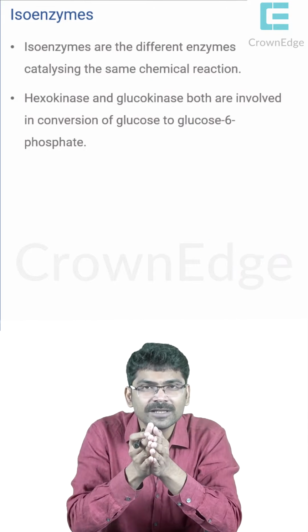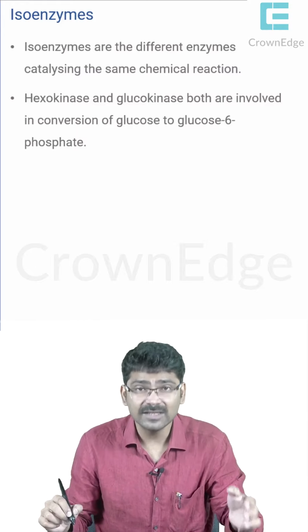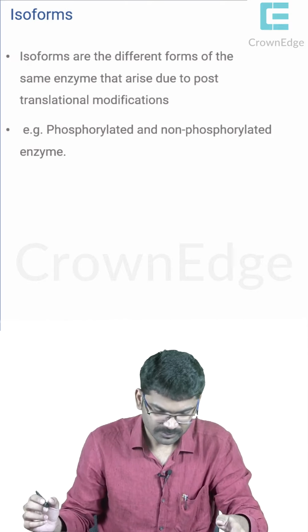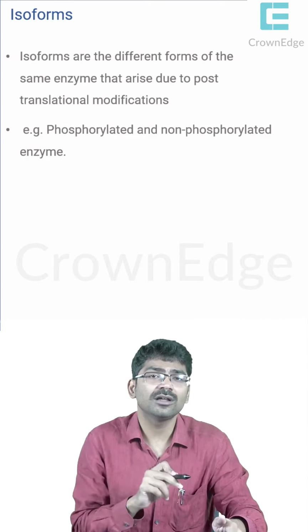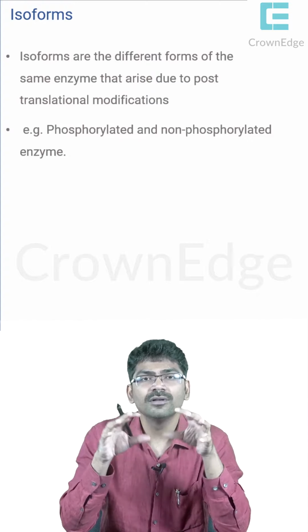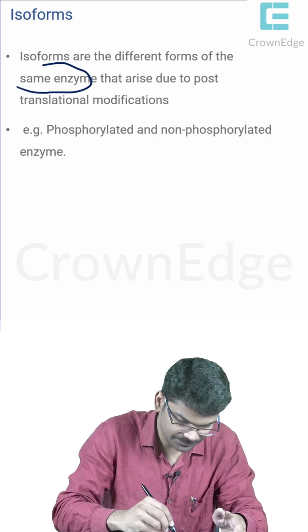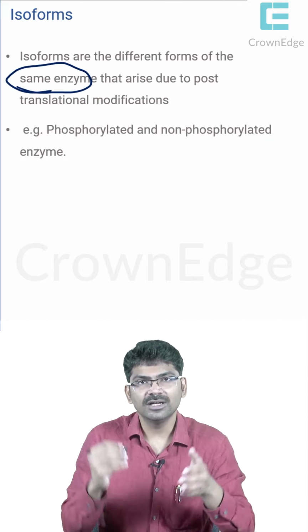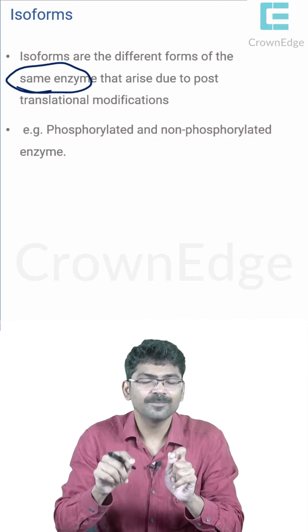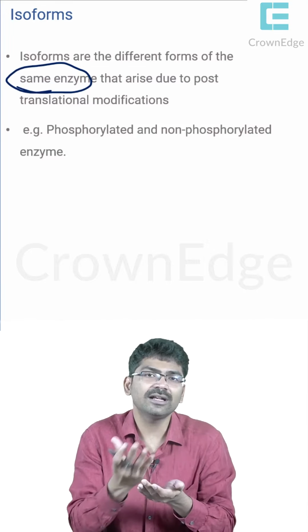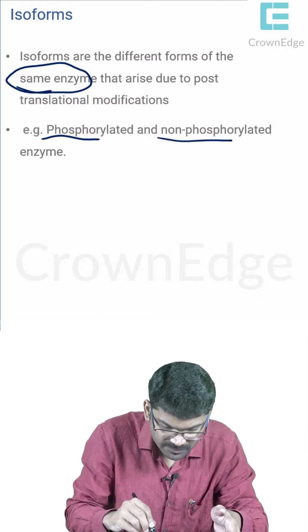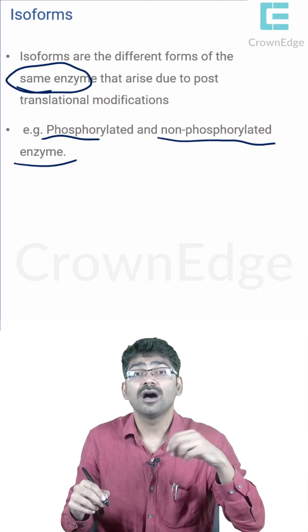Why are we studying isoenzymes? You will understand when we discuss enzymes used for diagnostic purposes. Isoforms are different. You should not confuse isoenzymes and isoforms. Isoforms are different forms of the same enzyme. For example, we have learned that enzymes are phosphorylated and dephosphorylated, right? Sometimes the phosphorylated enzyme will be active, sometimes the dephosphorylated will be active. So the phosphorylated and non-phosphorylated forms of enzymes are known as isoforms.